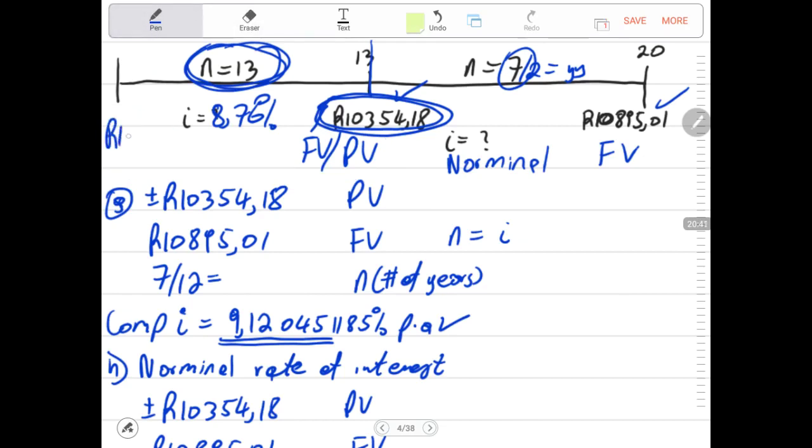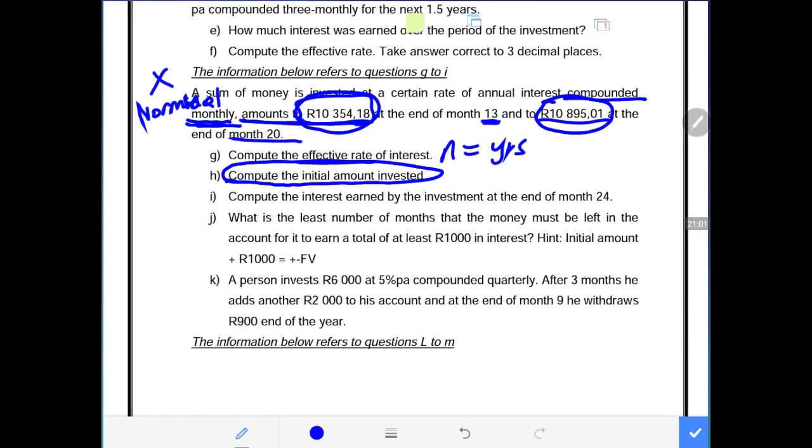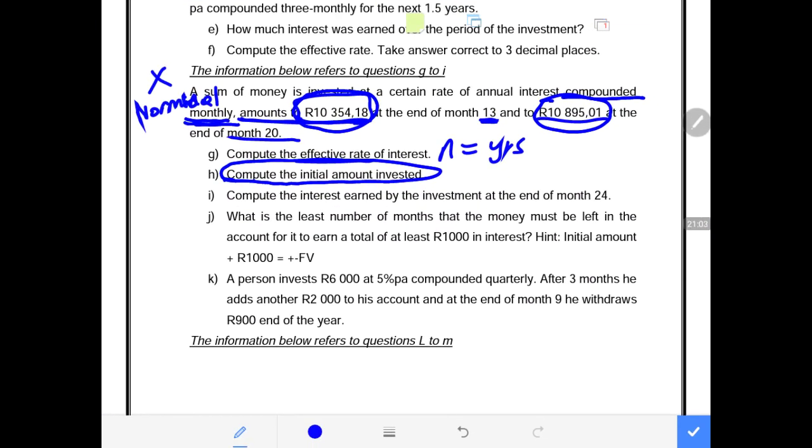We have 9,420 that was invested at 8.76% per annum compounded monthly for 13 months. Then it amounted to 10,354 rand 18 cents. Now that was requirement number H. Then we go to I. Then after the last one will be J.